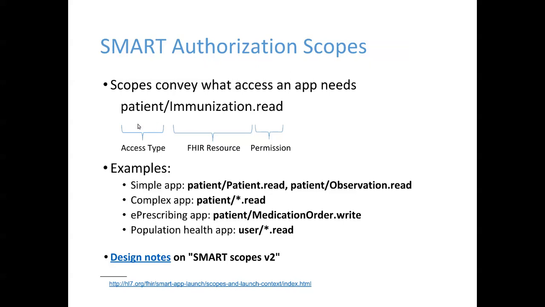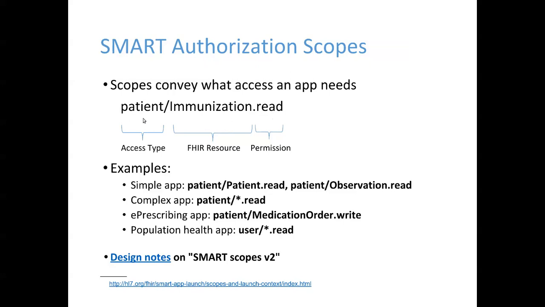So let's look at an example. Let's say you're building an immunizations app that's going to be showing you a view about what immunizations you've had in the past and maybe making some recommendations about what you should get in the future. So in that case, the scope that the app needs might be something like immunization.read. So that's a scope specifically about the FHIR resource called immunization, and specifically asking for permission to read those records.